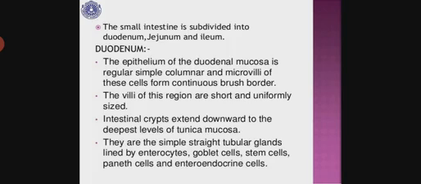Coming to the duodenum, the epithelium of the duodenal mucosa is regular, simple columnar, and microvilli of these cells form continuous brush borders, and the villi of this region are short and uniformly sized, and the intestinal crypts extend downward to the deepest levels of the tunica mucosa. They are simple straight tubular glands lined by enterocytes, goblet cells, stem cells, Paneth cells, and enteroendocrine cells.